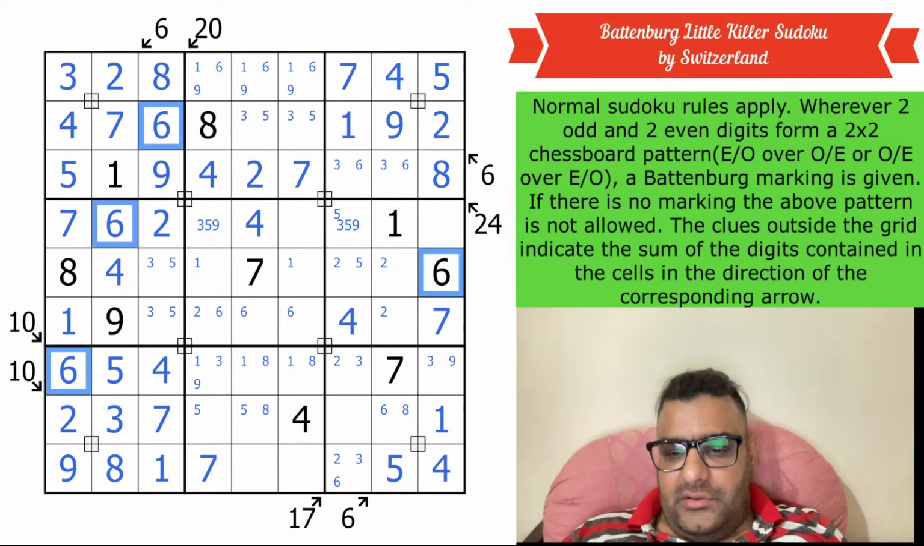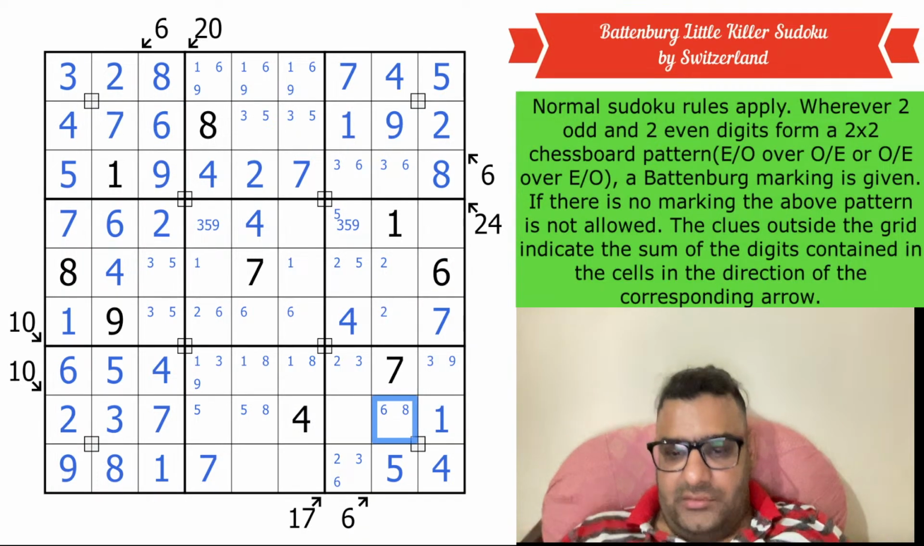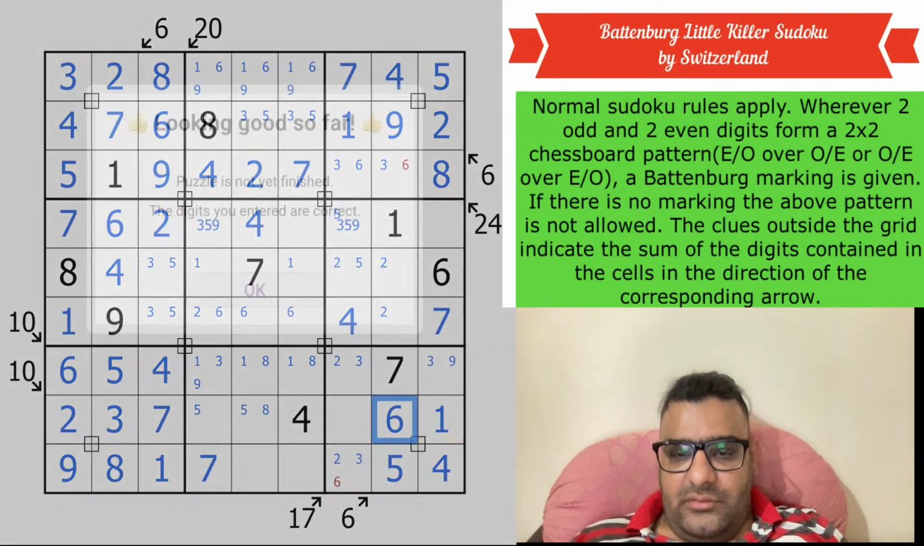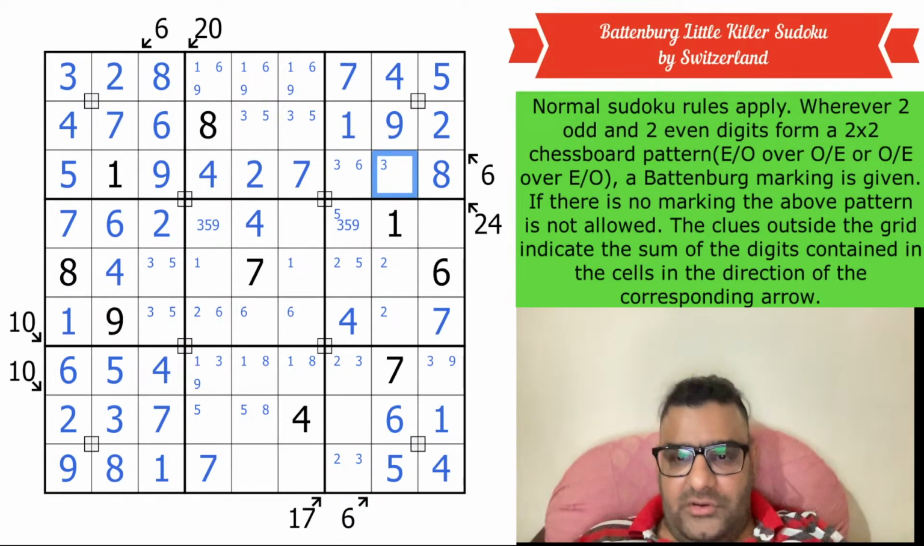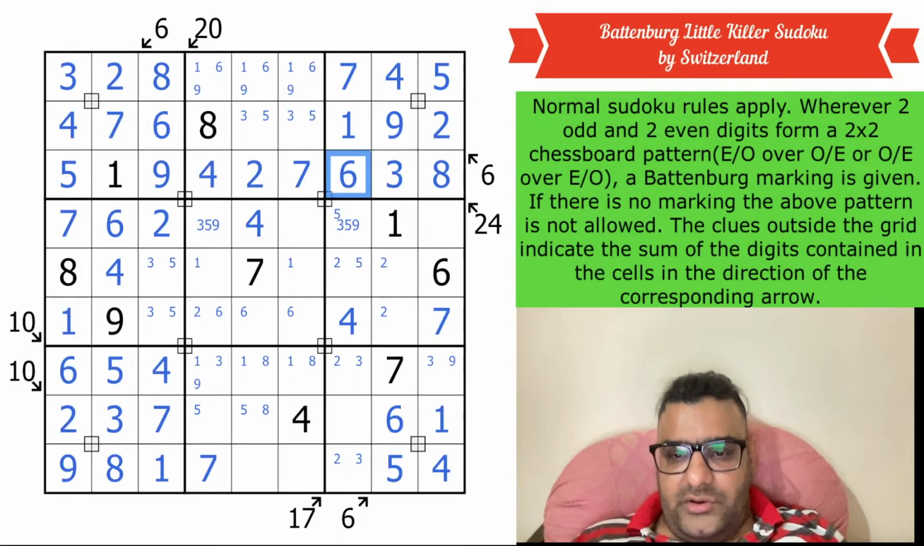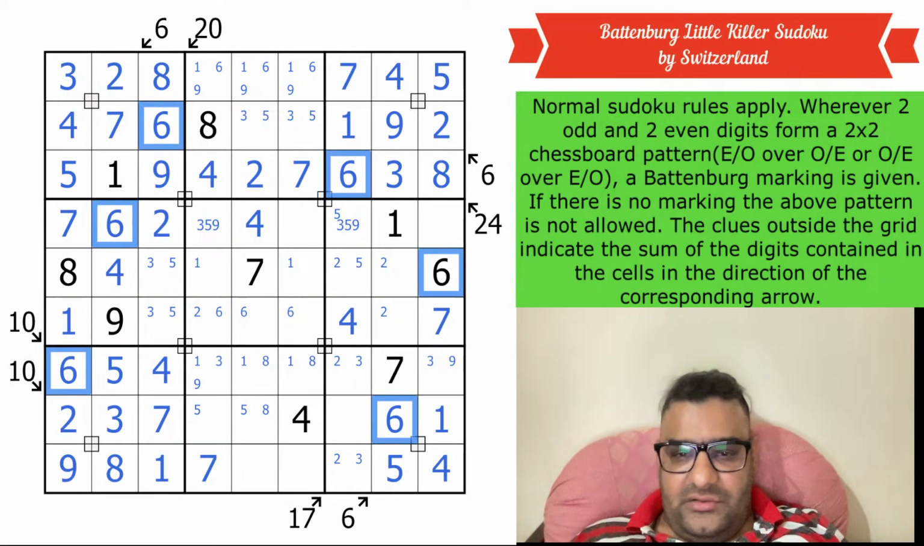6 cannot be here. 6 can be in any of these 3. So I think this is number 6. But I don't know why I'm guessing 6 is here. No, 6 cannot be here. So this is going to be 3. This is going to be 6. If I check, that is correct. Now if I check again, 6.